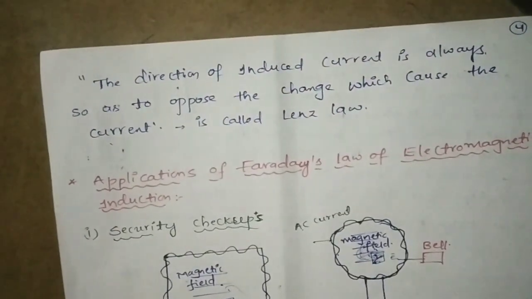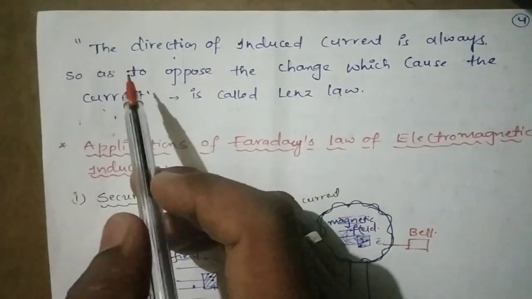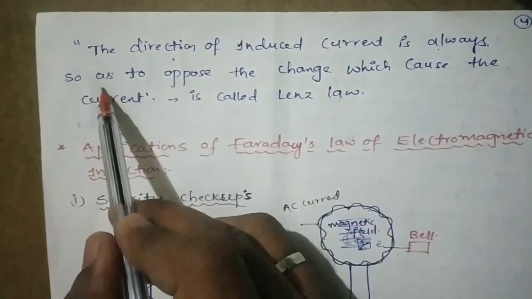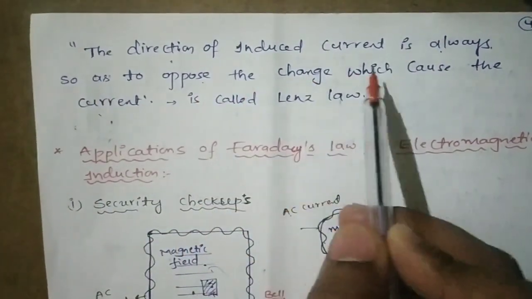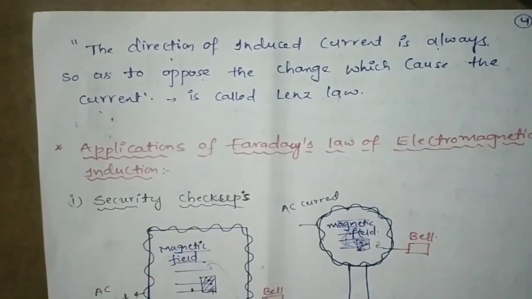Now see the definition of Lenz's law. What has Lenz's law explained? The direction of induced current is always so as to oppose the change which causes the current. This is called Lenz's law.